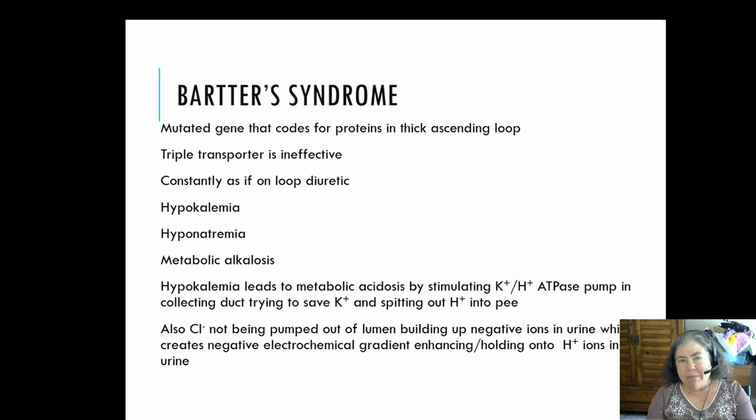you're not pumping chloride out of the lumen, and so you have negative ions in the lumen that hold on to those hydrogen ions in the urine, and so you lose more hydrogen ions in the urine. So you lose sodium, you lose potassium, you lose hydrogen ions, and you lose water.